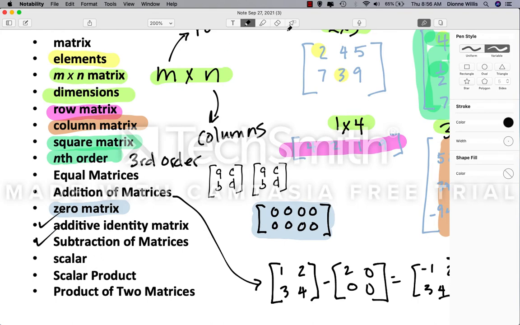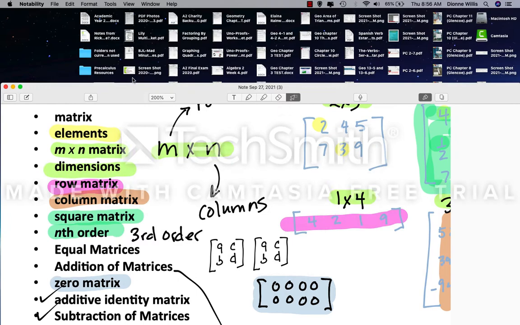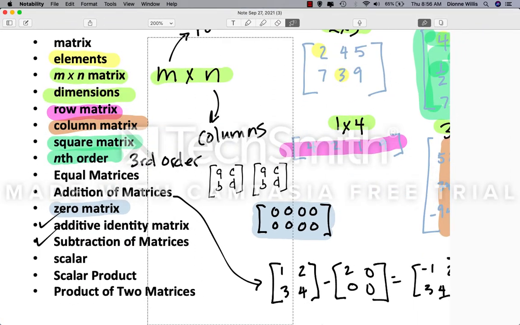Now scalar. I'm going to clean off this space so you guys can see a little bit more. You copied the notes. I know you got it.